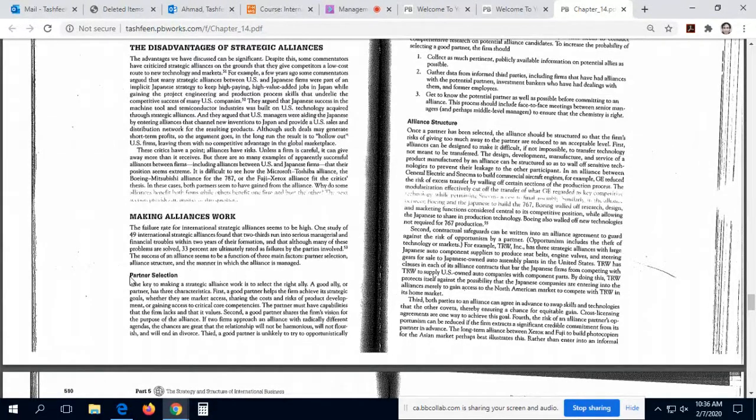Partner selection. Look at this, make alliance work, and the first thing they are talking about is partner selection. I think that is the key to it, because think about it. When you gel with someone, when you can connect with someone, then you can connect. And if you cannot connect with someone, then you just cannot connect with someone. That is it. That is how generally human beings are. That is how we make our friendships.